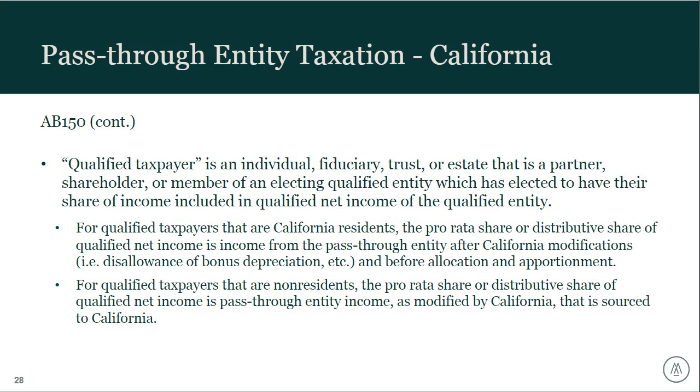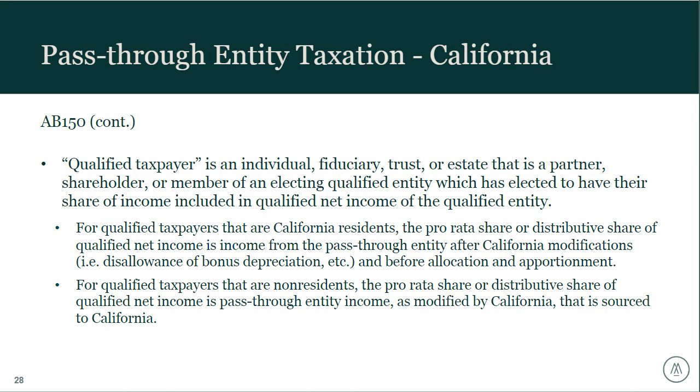So a qualified taxpayer, first, could be an individual, a fiduciary, an estate, or a trust that's subject to California personal income tax, and is an owner in the qualified entity. As to the limitation, a qualified taxpayer cannot be a disregarded business entity.